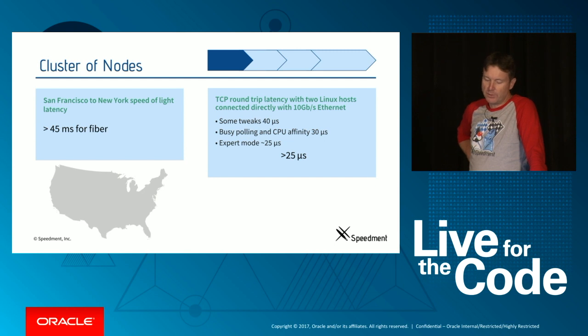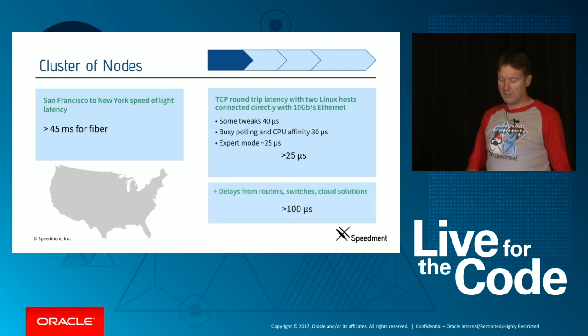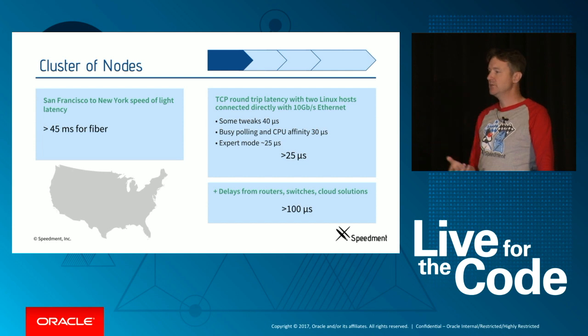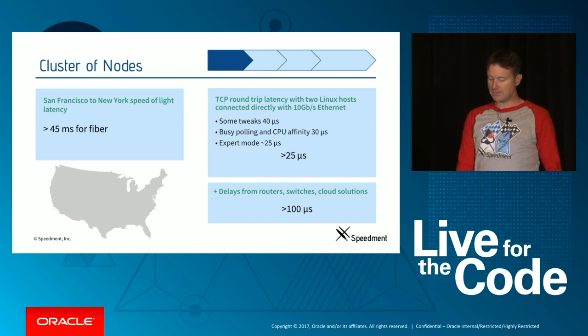And if we do busy polling and CPU affinity, we can come down to maybe 30. And if we're really an expert, maybe 25. But this is still 100 times slower than what you need, a round-trip delay. So it doesn't work. And apart from that, we have to add delays from routers and switches. And if you are running in the cloud, then usually those networks are virtual or software networks, so they're even slower. So that doesn't work either.